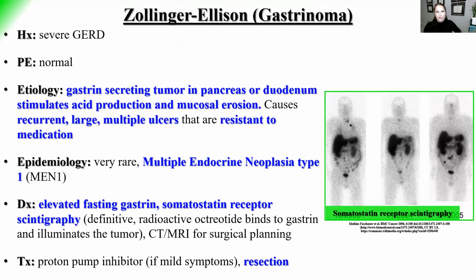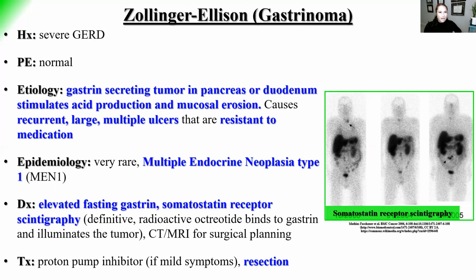Zollinger-Ellison, I mentioned that one earlier. This is a very, very rare type of tumor that's associated with multiple endocrine neoplasia type 1. That's MEN1. We talked about that one in our endocrine unit. In Zollinger-Ellison, they develop a gastrin secreting tumor that's constantly dumping out gastrin. So the stomach starts to secrete and secrete and secrete this gastric acid. The tumor is usually located in the pancreas or the duodenum.